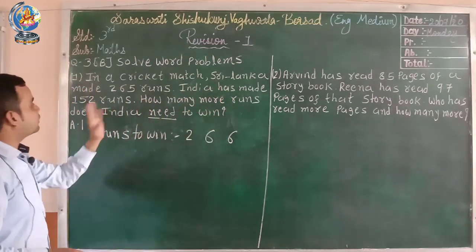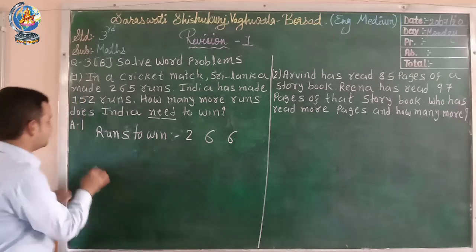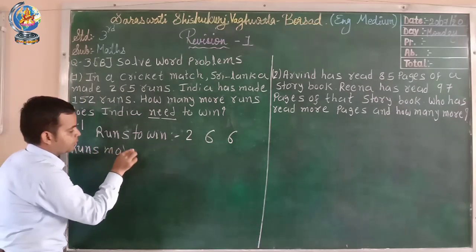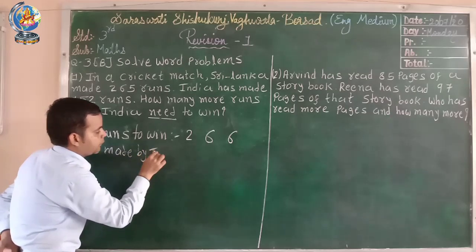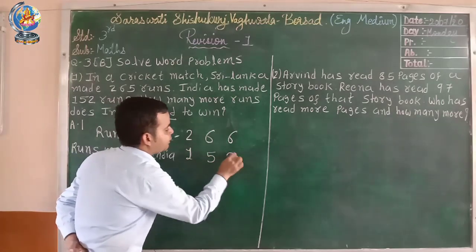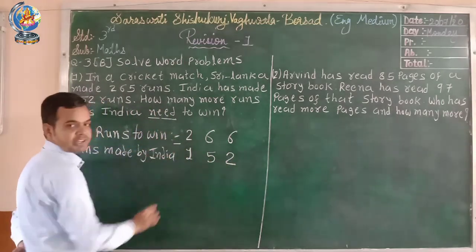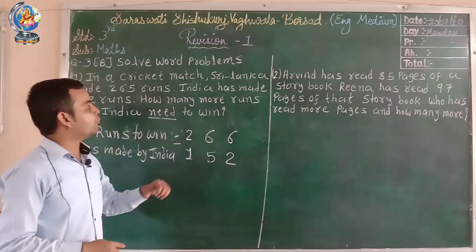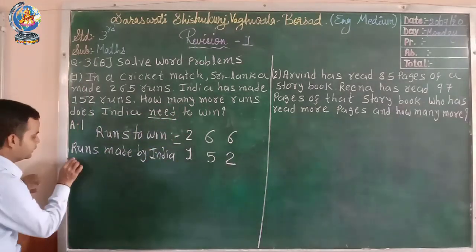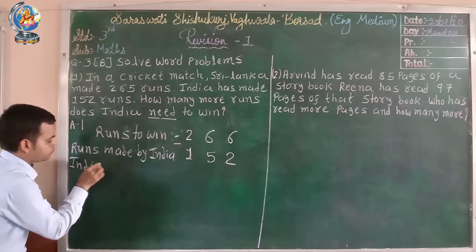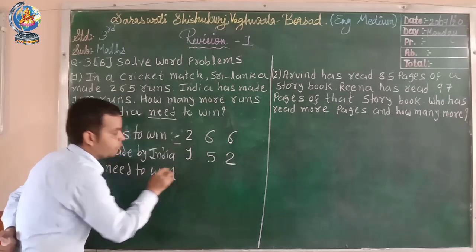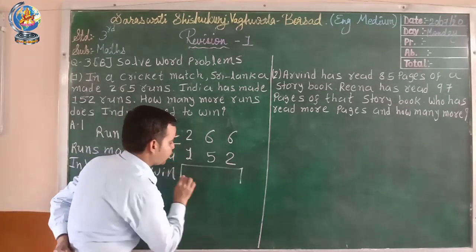Now India has made 152 runs. So runs made by India. How many runs did India make? 152. Here we have to do subtraction, right? Now what do we have to find? How many more runs India needs to win? So here we have to find India needs to win, right? So now let's start subtraction.